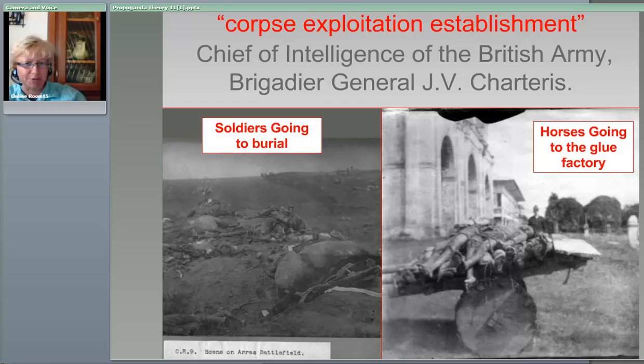Now, let me stop for a minute. Remember that this is actually what is occurring in reality to the horses. But keep in mind that this intelligence officer switched it. So people are seeing pictures of soldiers on a cart, and they are believing that this article refers to those corpses, okay, not to the horses, to the dead soldiers.